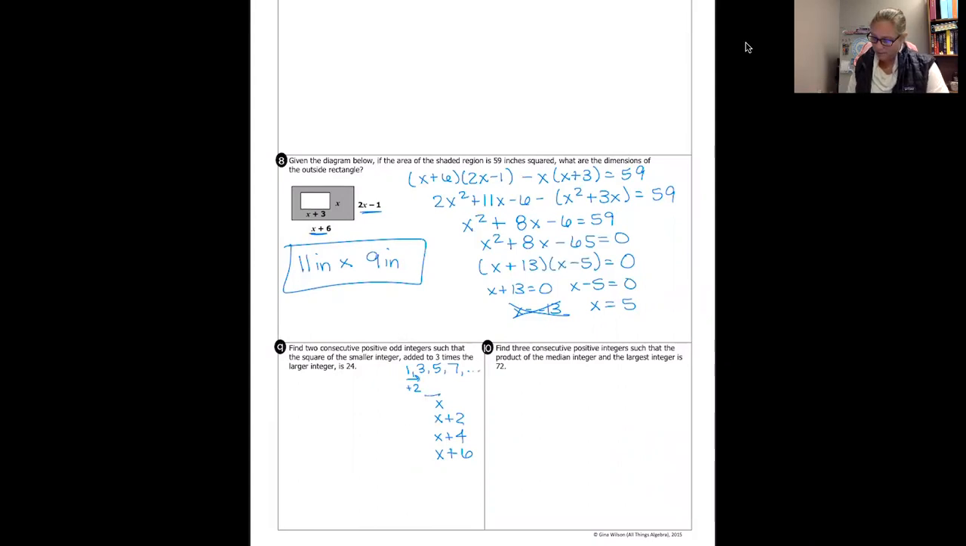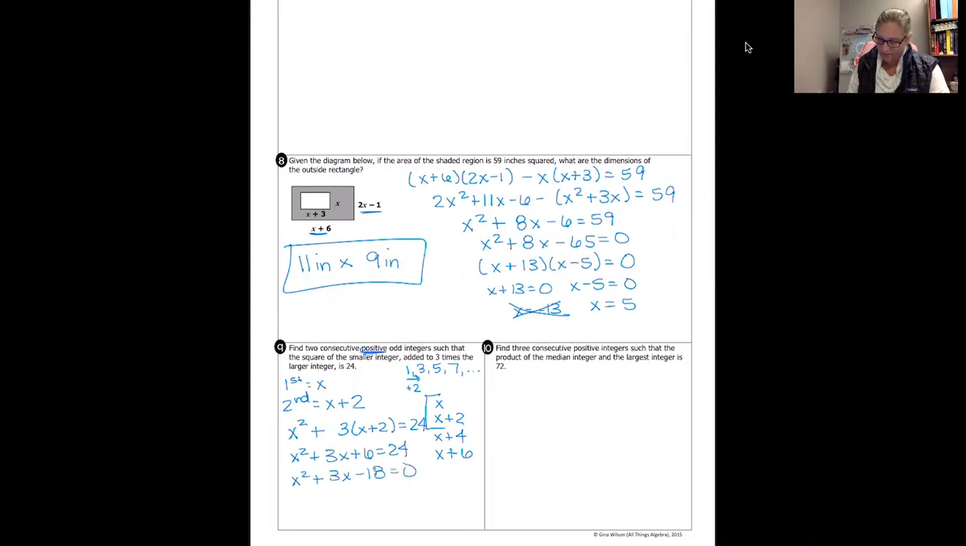So 2 consecutive positive odd integers are going to use x and x plus 2, such that the square of the smaller integer added to 3 times the larger integer is 24. So the first is going to be x, and the second is going to be x plus 2. So the square of the smaller integer added to 3 times the larger is equal to 24. So x squared plus 3x plus 6 is equal to 24. x squared plus 3x minus 18 is equal to 0.